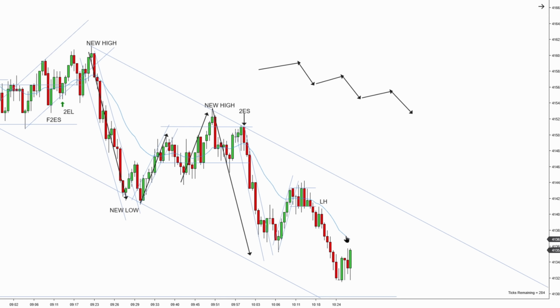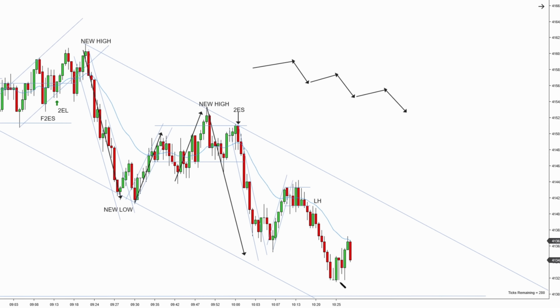And notice the market keeps pushing lower. So you're very close to the low of the day. I'm going to redraw the uptrend.